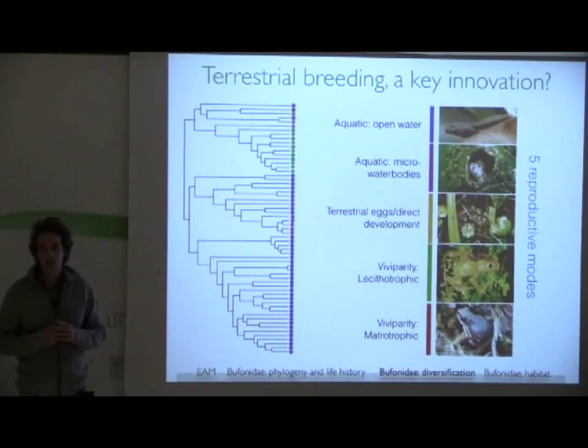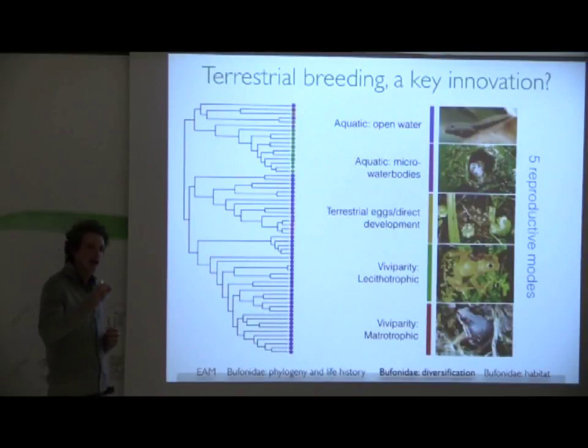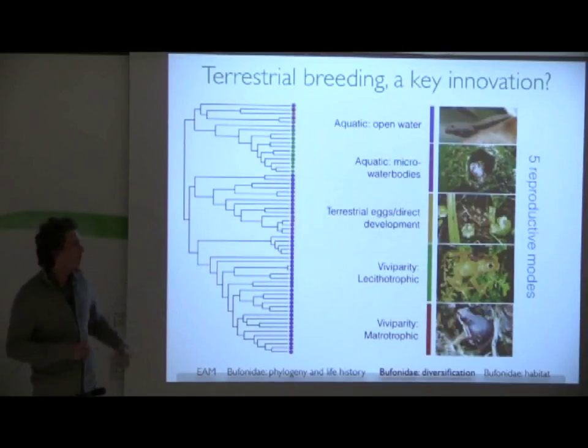Then we have micro water body breeders. So these are species that have tadpoles in tree holes or even in empty snail shells. So that gives you an idea of how small they are. And then there's 3 different forms of terrestrial reproduction. There's direct development, and then there's 2 different forms of viviparity.